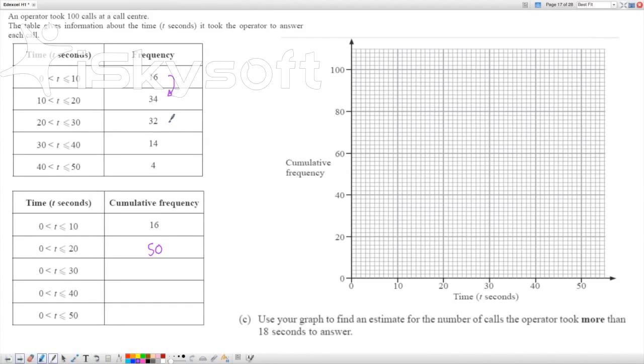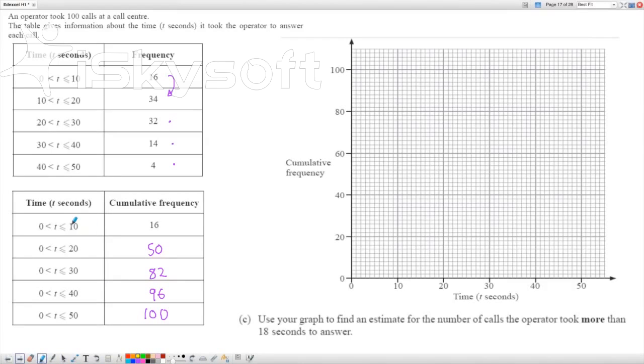Then we add 32. Plus 50 gives us 82. Then add our next value, 14 plus 82, 96. And our last value here of 4 gives us our total of 100. If our number here was different to that given in the question, we would have made a mistake along here with our cumulative frequency. Now plotting.